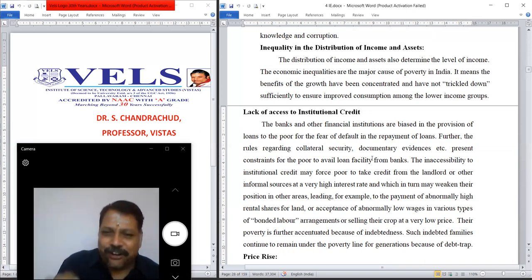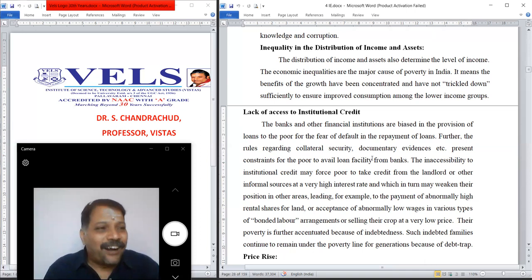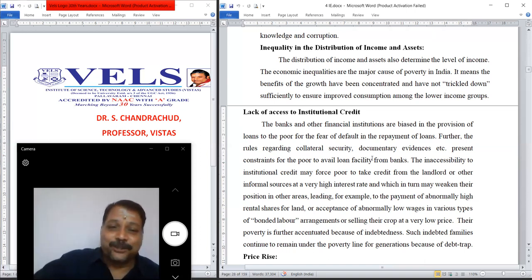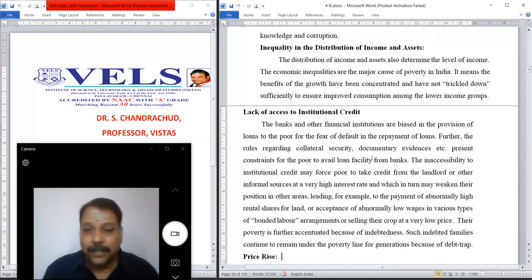The inaccessibility of institutional credit may force the poor to take credit from the landlord. So unorganized lenders keep on giving loans at a higher interest rate. It makes the poor become poorer, because the principal amount is only a particular amount, but interest grows more over a period of time. The government institutions are not able to provide loans to the needy people, because he is residing in a rural area, and the institution is not available there.